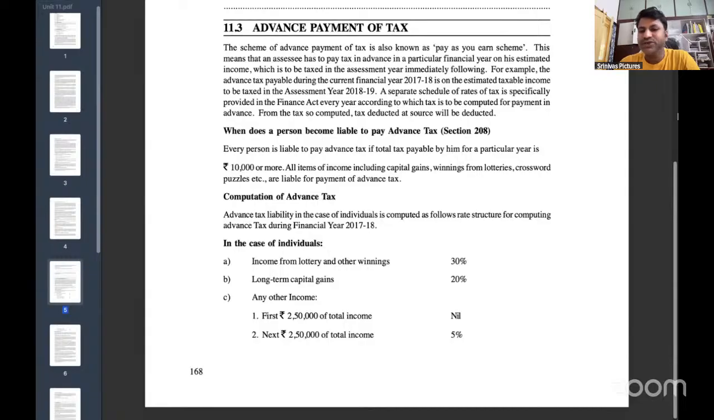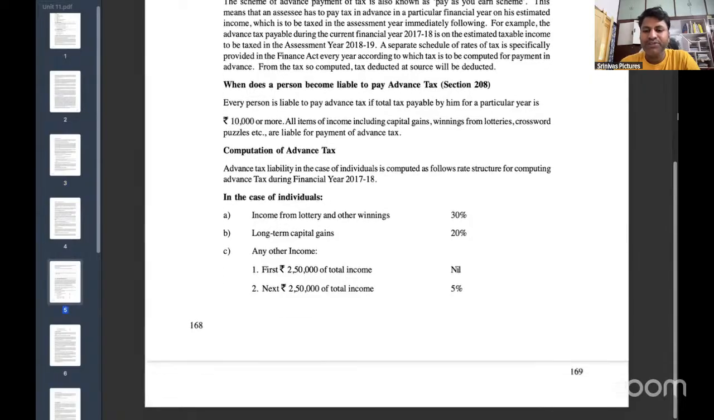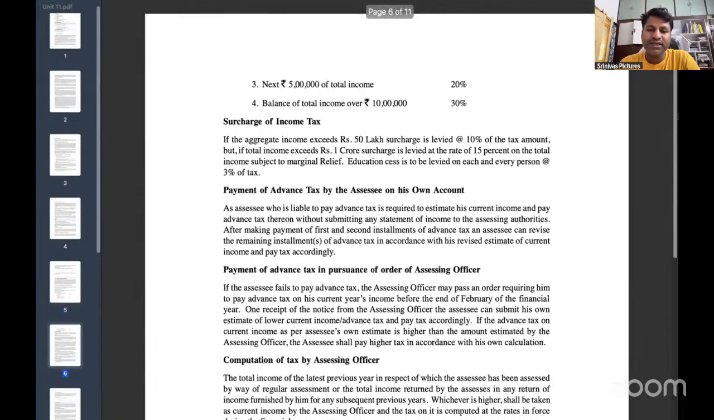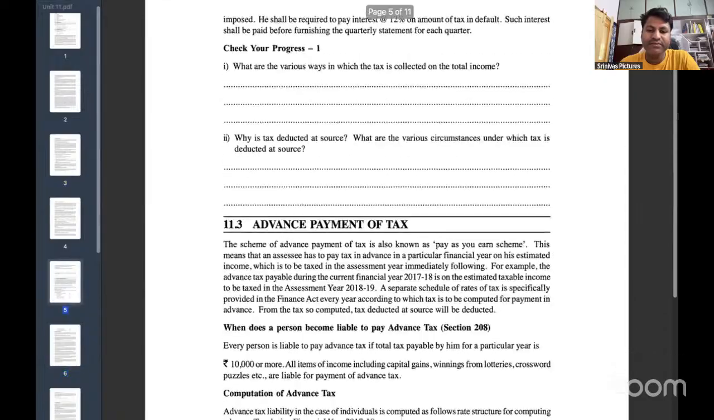Section 208 talks about the advance payment of tax. When does a person become liable to pay? Every person is liable to pay advance tax if the tax payable by him in that year is more than 10,000 rupees, on all incomes including capital gains, winnings from lotteries, crossword puzzles. Now, the computation of advance tax.